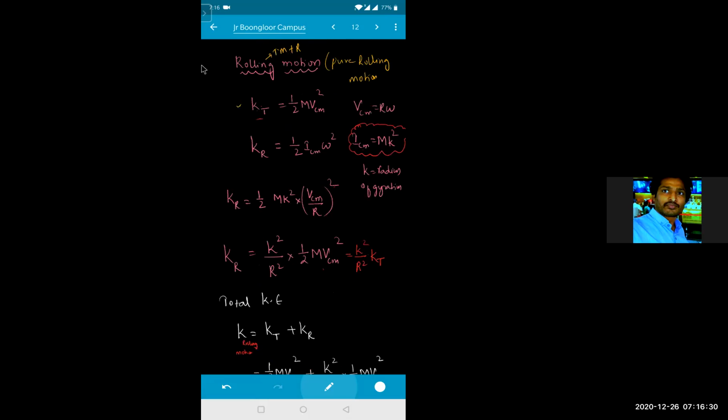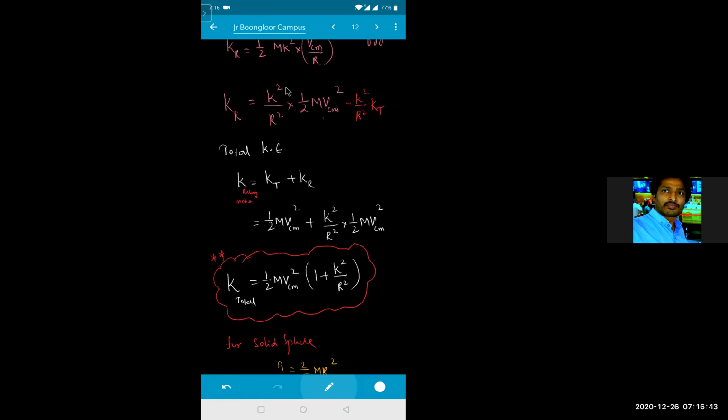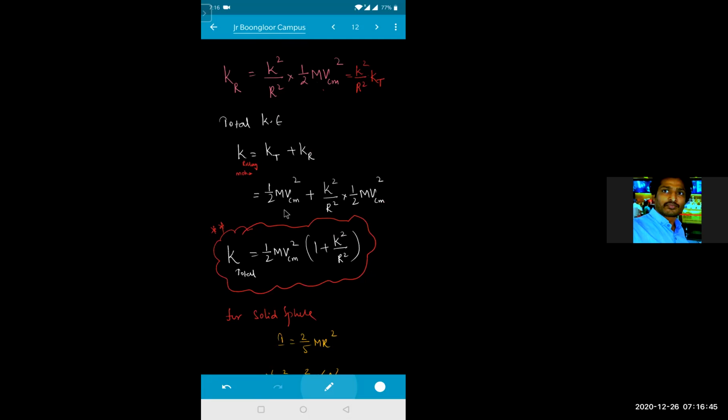See what I have done here. In the place of ICM, I have written m into k square. And in the place of omega, I have written VCM into r. So I got rotation as k square by r square into half into m into VCM square. Now total kinetic energy means translational kinetic energy plus rotational kinetic energy. Add them, and we get one formula: half m VCM square common, into 1 plus k square by r square.